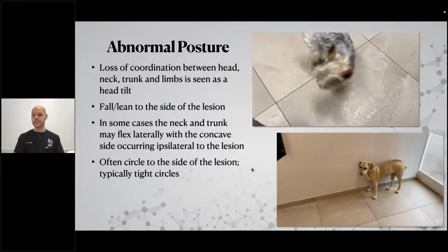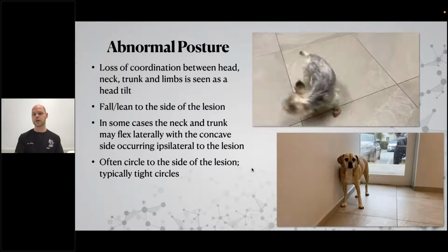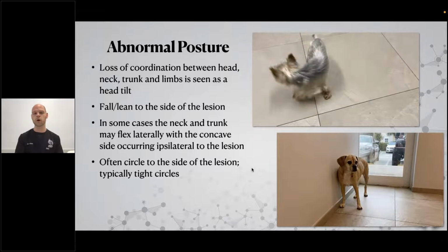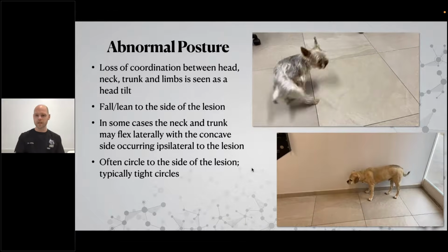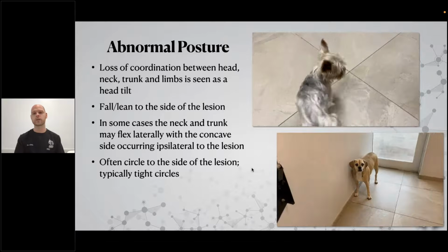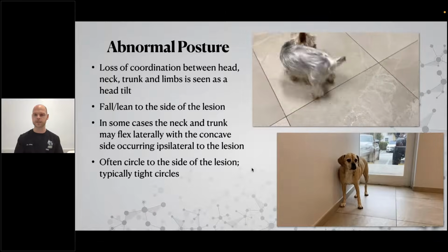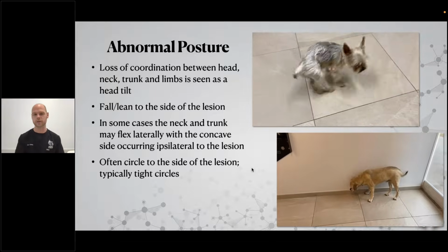They may fall or lean to the side of a lesion. So in the lower video, you can see the dog leaning up against the wall. He also has a slight titubation or truncal sway, which can also indicate balance system dysfunction. You can see him shifting his weight back and forth.